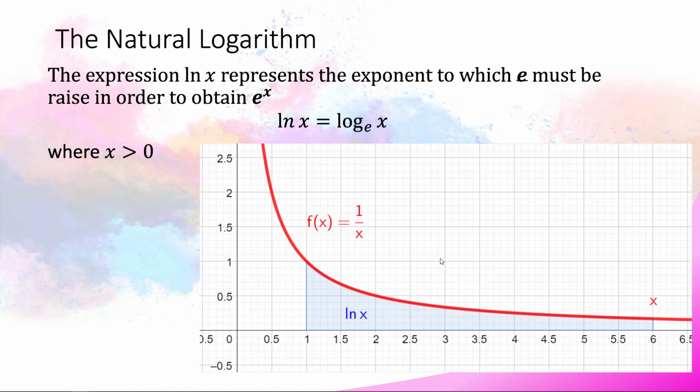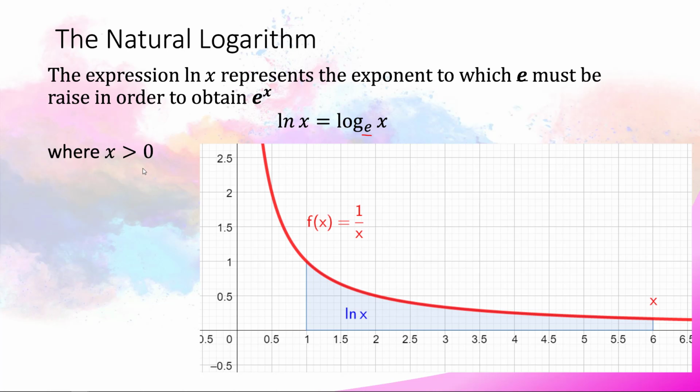Okay, and this brings us to our discussion of the natural logarithm. And remember that number e that we talked about just in our previous lectures? Well, it's going to rear its ugly head once again. The expression natural log is nothing more than the log base e. It represents the exponent which our magical number e, Euler's number, must be raised to in order to obtain e to the x. Okay, so the log of e to the x is, of course, x.